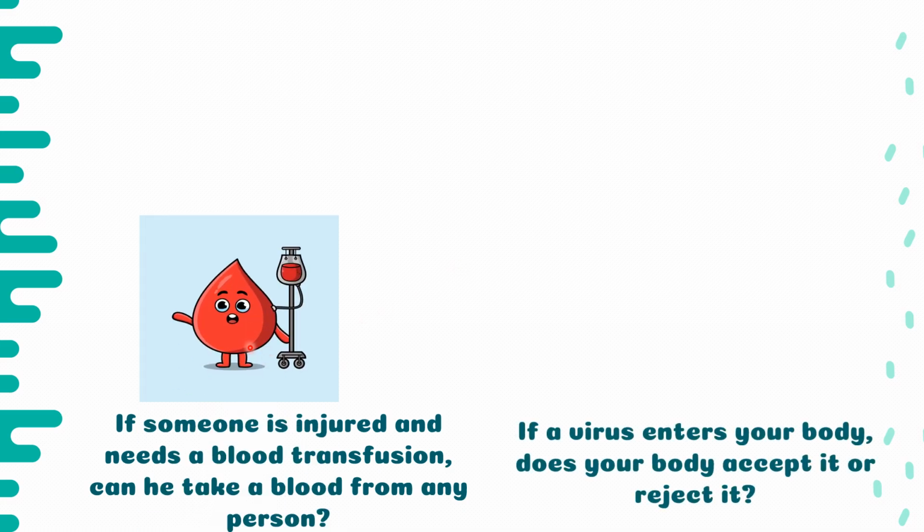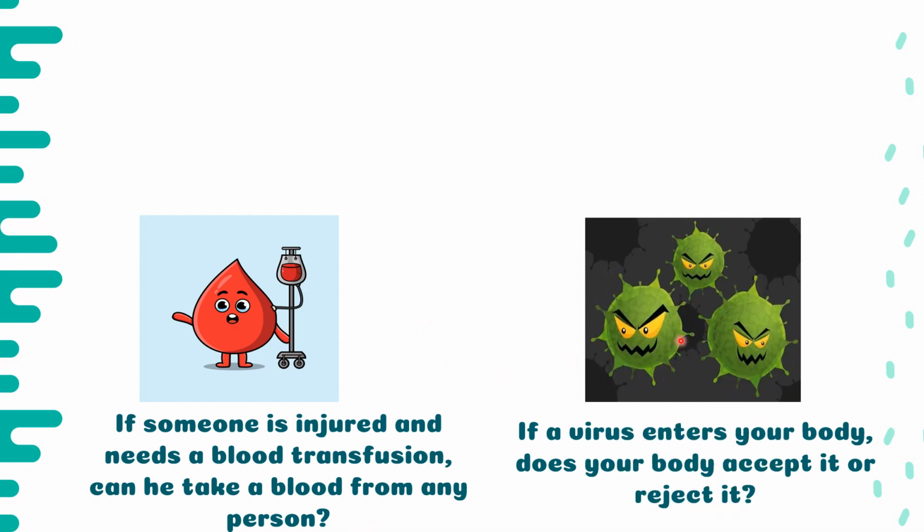Look at the first picture. If someone is injured and needs a blood transfusion, can he take a blood from any person? You know, each person has its own blood group. We have A, B, AB, and O. If someone is injured, can he take any blood group from any person? Let's look at the second picture. If a virus enters your body, does your body accept it or reject it? What do you think? Let's see the answers together.